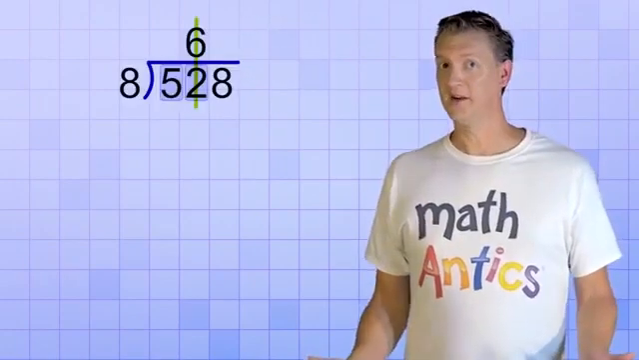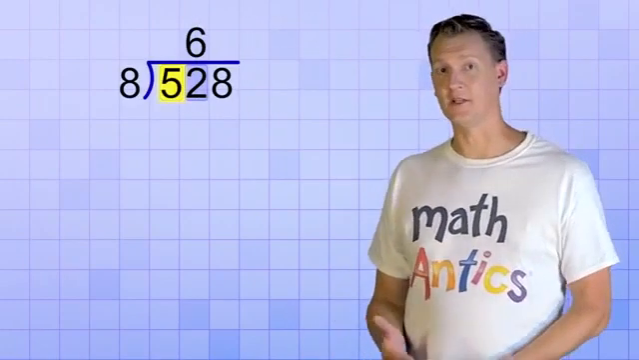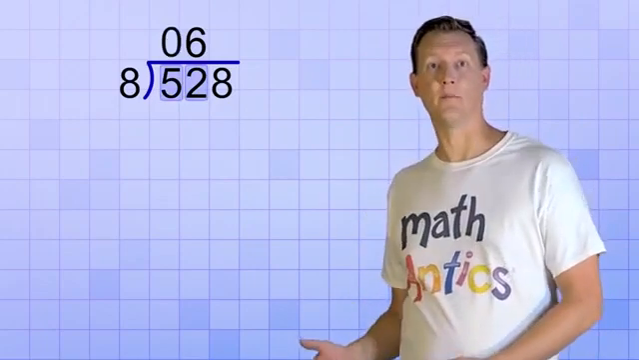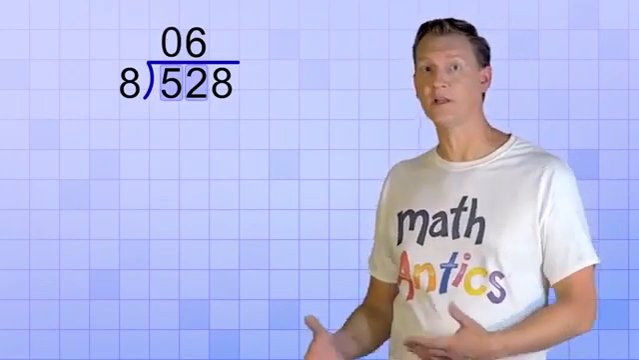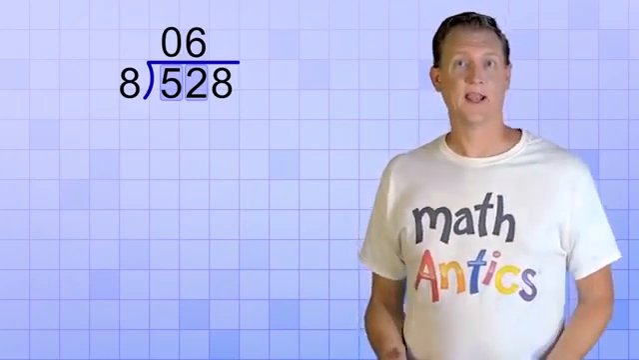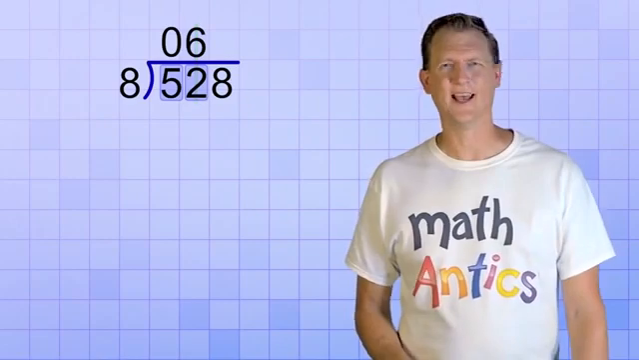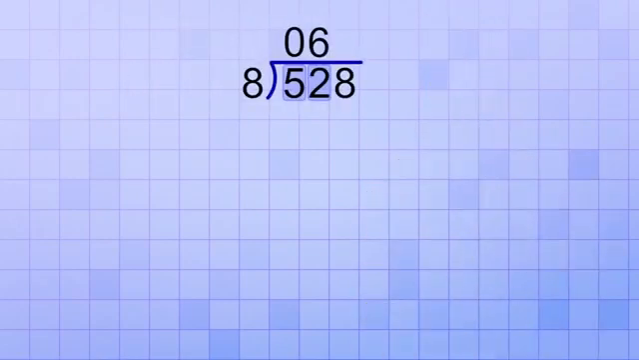Why does it go there? Because we had to skip the first digit and group it with the 2. If we wanted to, we could have put a 0 above that first digit, since the 8 wouldn't divide into it any times. And if that helps you keep track of which answer digit you're on, then that's a good idea. But it's not required. So, 6 times 8 equals 48, and then 52 minus 48 gives us a remainder of 4.